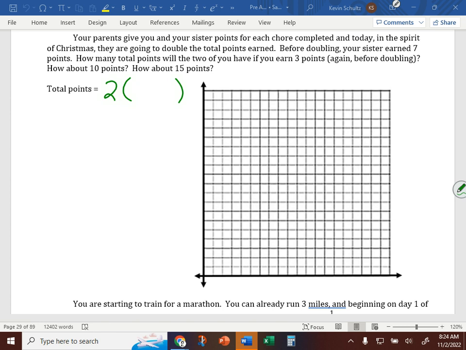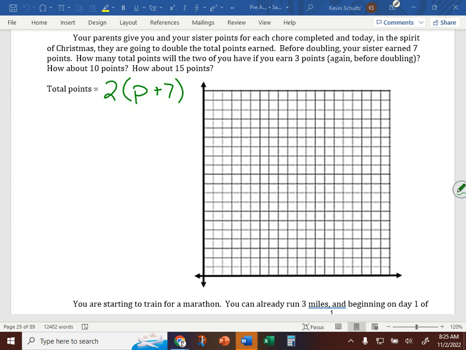Do we know how many points that you've earned? Or is that what changes? It's what changes. That's the variable, right? So your points change. So we have to put a variable in there. Your sister's points, she's earned 7. That's it. She's done. Tapped out. Right? So the expression is going to be whatever number of points you earn plus your sister's 7, that being multiplied by 2.